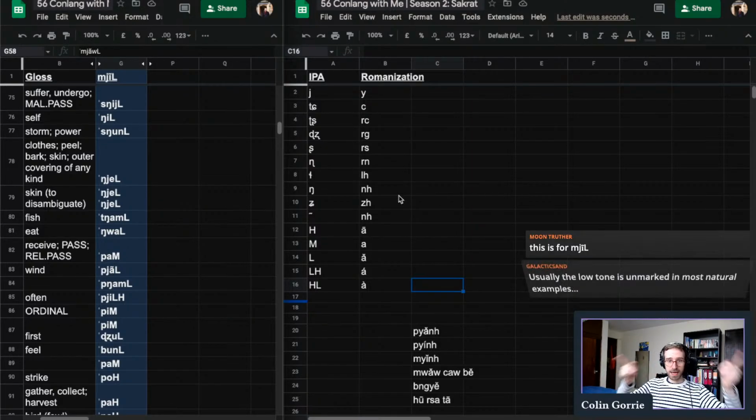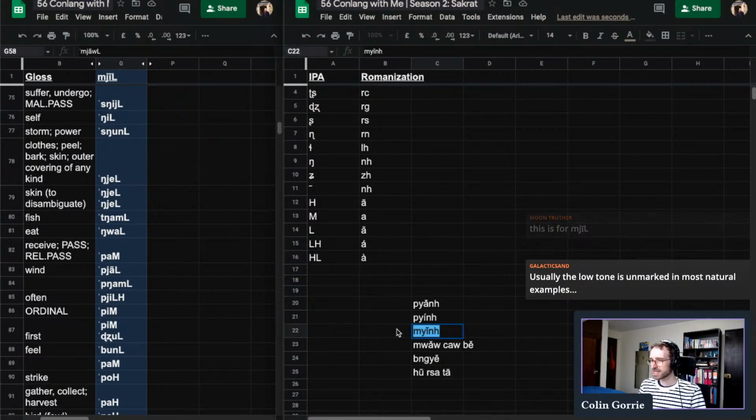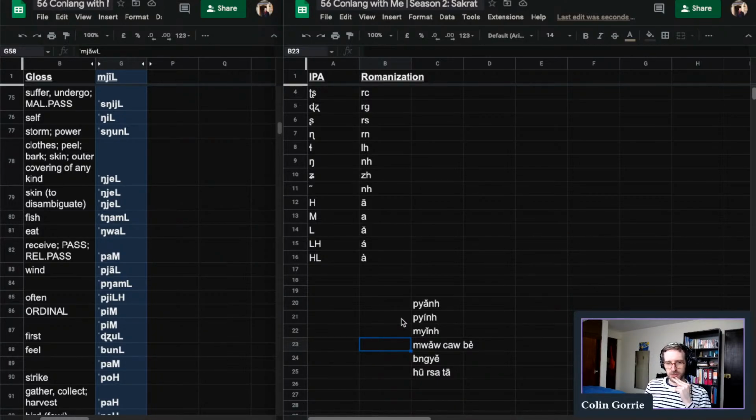Yes, so chat, this is the language Me, the first one that we worked on last week, and it's now going to be spelled something like this. Usually low tone is unmarked in most natural examples. I think that's true outside of East Asia.